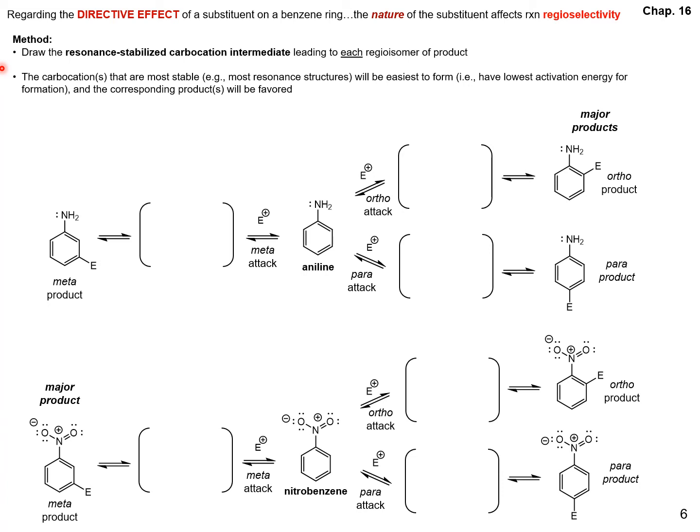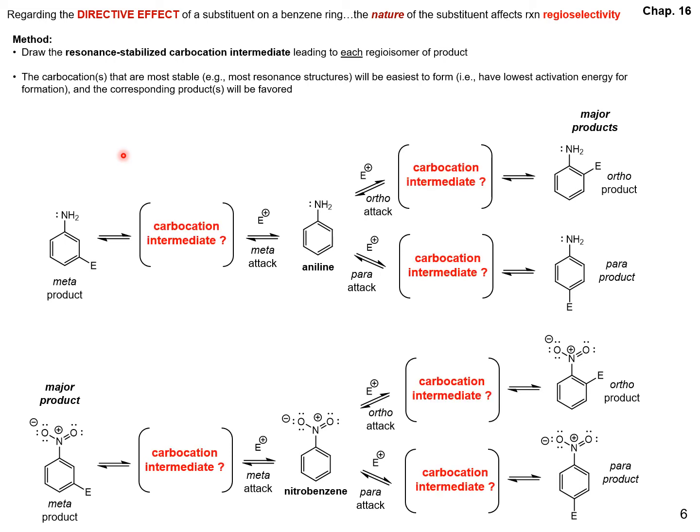A second way to explain the directive effect of a substituent on a benzene ring during electrophilic aromatic substitution is a more rigorous method, and it's the one that's described in your textbook. What is the method? First, for whatever monosubstituted benzene that you're analyzing, draw out the resonance stabilized carbocation intermediate leading to each regioisomer of product.